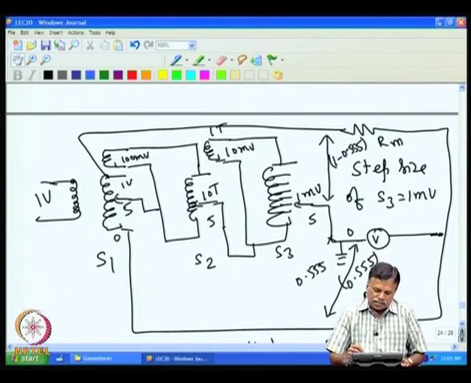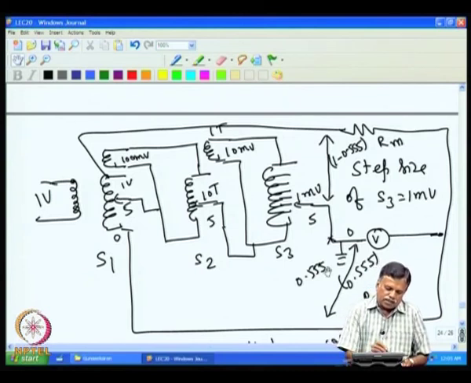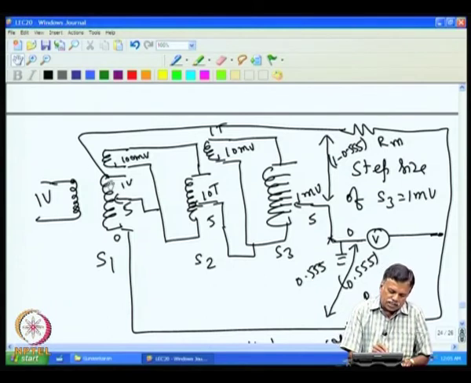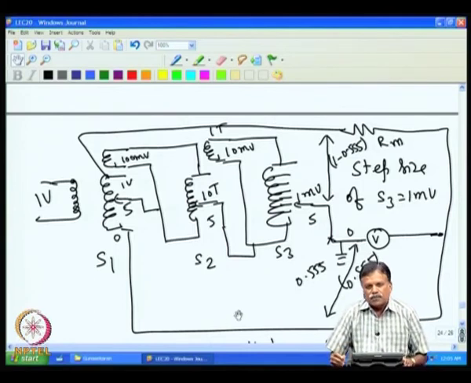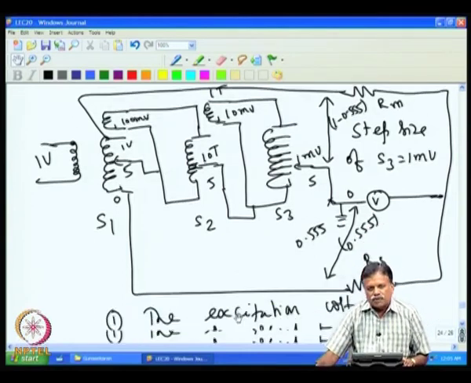But if the resistance is too low, for example, if it is 1 ohm or 10 ohm, this method is not suitable, because in that case there will be a large current flowing here, and that will drop a voltage across the winding resistance, and the large current will also make you consider the wire inductance involved. They will create an error. So, this method is not suitable for very low resistance.